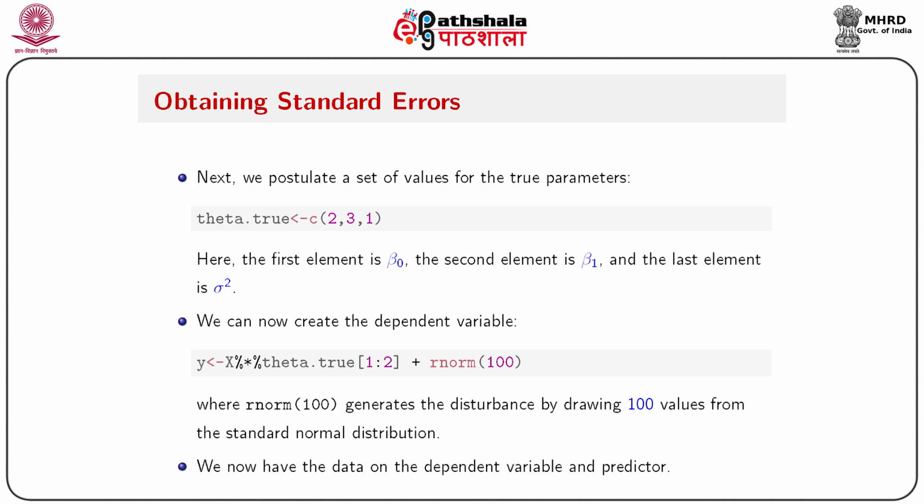Next we postulate a set of values for the true parameters. Say theta.true is 2, 3 and 1, where the first element is beta naught, the second element is beta 1 and the last element is sigma square. We can now create the dependent variable, say y equals x times theta.true[1:2] plus rnorm(100), where rnorm(100) generates the disturbance by drawing 100 values from the standard normal distribution. We now have the data on the dependent variable and predictor.